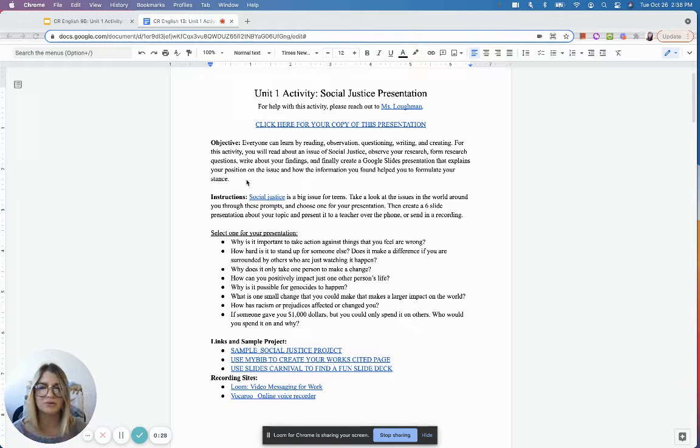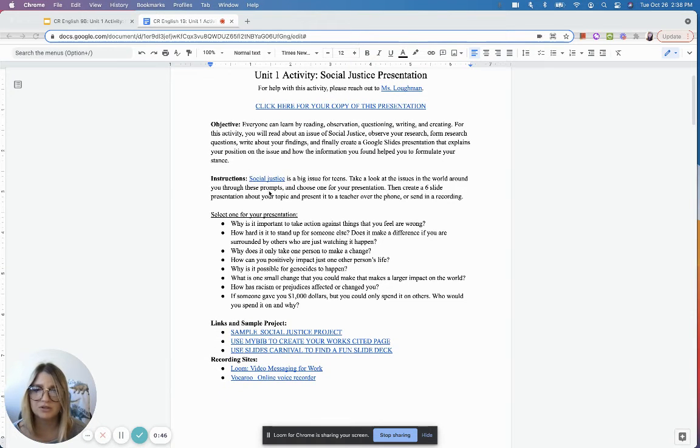For this activity, you'll read about an issue of social justice, observe your research, form research questions, and write about your findings. Finally, you'll create a Google Slides presentation that explains your position on the issue and how the information you found helped to formulate your stance. First, we're going to take a little look at social justice.